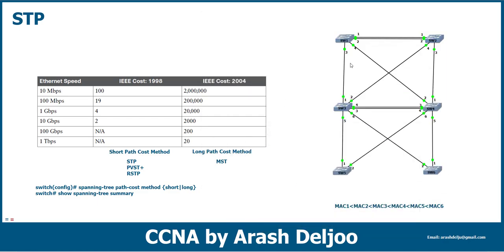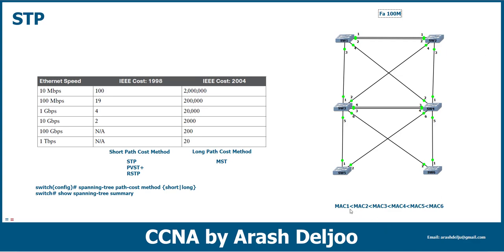You know that here we are using by default the IEEE cost from the year 1998, and because here we don't have any interface with more bandwidth than, for example, 10 gigabit per second, we don't need to change the path cost method to the long path cost method. And here, as you can see, I am using only the same type of interfaces, and all of these interfaces are Fast Ethernet, and you know that the bandwidth of Fast Ethernet is 100 megabit per second. So easy. Let me talk about this scenario here.